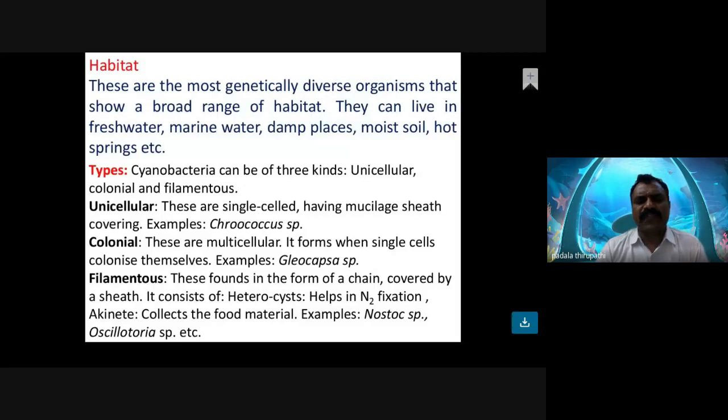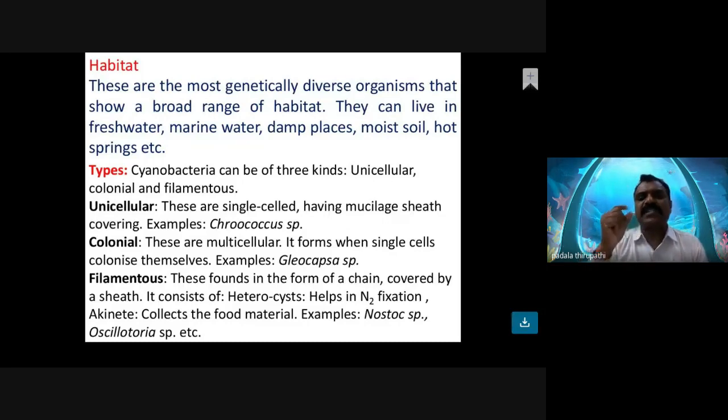Then what is the habitat of this blue-green algae? The habitat is not similar, but they are genetically diverse organisms that show a broad range of habitats. They can live in freshwater, in marine water, in damp places and moist soil. One of the most important points is that blue-green alga is also able to survive in hot springs, at more than 80 degrees Celsius. Conditions like hot springs are also suitable for the growing of this blue-green algae.